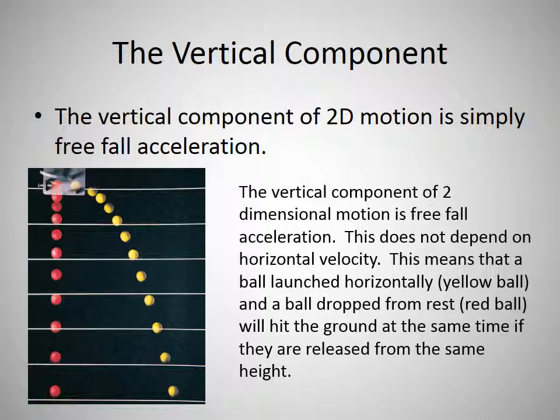Well, for an example, this part here says the vertical component of two-dimensional motion is free fall acceleration. This does not depend on how fast it's moving horizontally. That means a ball launched horizontally, the yellow one in the picture, and a ball dropped from rest, the red ball, will hit the ground at the same time if they're released from the same height. So each one of these lines there in the picture is like a different unit of time, so to speak. And the yellow and red ball would hit the ground at the same time, even though one's going to the right and the other one's going straight down.